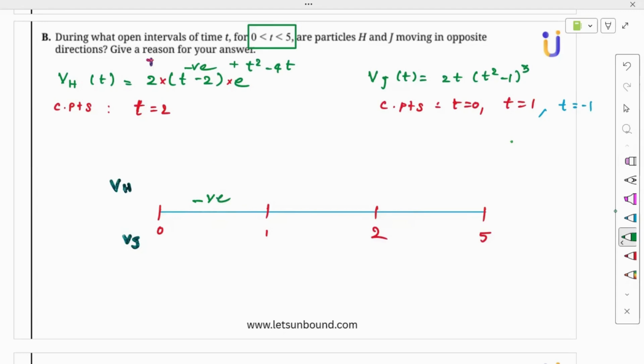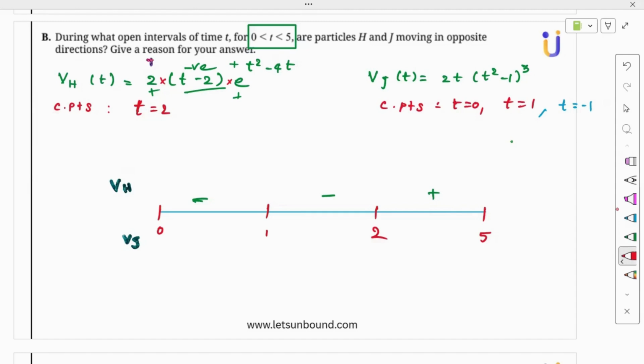Positive times positive times negative gives negative. Then from 1 to 2, VH of t, we can take some value like 1.5. Of course, the other factors are positive, only this middle sign matters. If you put 1.5, then also it's negative, because that 1.5 is also to the left of 2. Then of course, after 2 it will be positive, because it's to the right of 2, so t minus 2 is positive. Whatever value to the right of 2, subtract 2, right? That's the common thing. Okay, now we are into Vj of t.